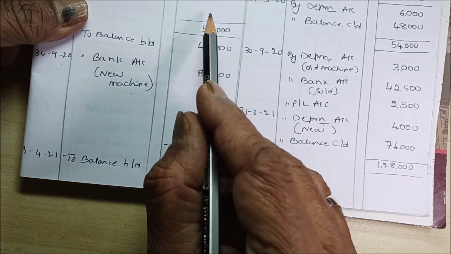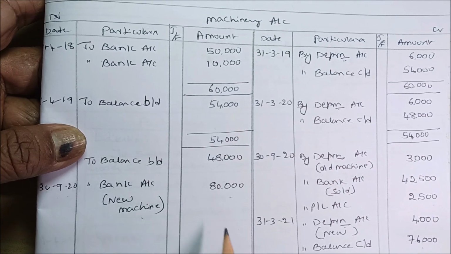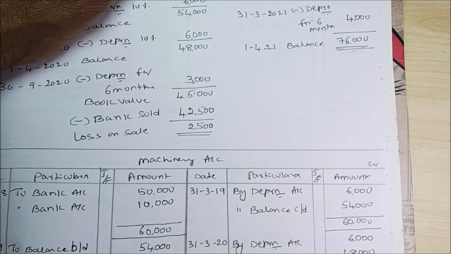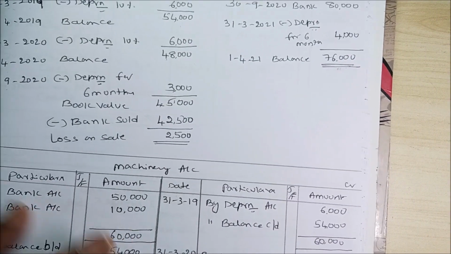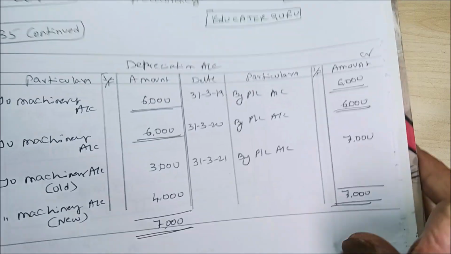First year, second year, third year. They have asked for 3 years. We have prepared the machinery account for 3 years. Then they have asked to prepare the depreciation account also for 3 years.